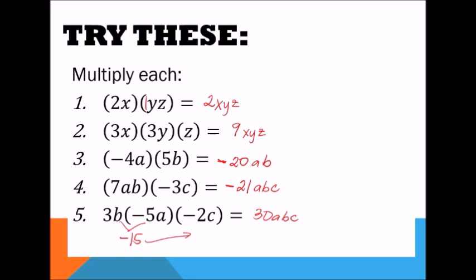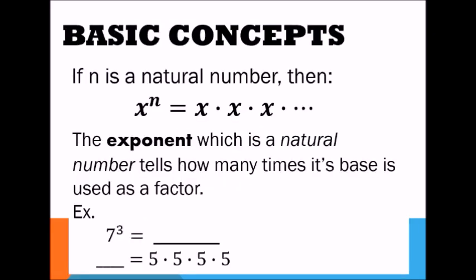Aside from this, let us go back to the basic concepts about exponents. If your exponent n is a natural number, it means that x raised to n is equal to x times x times x times and so on, unspecified because the exponent n is not specified. The exponent is the natural number that tells you how many times its base is used as a factor.